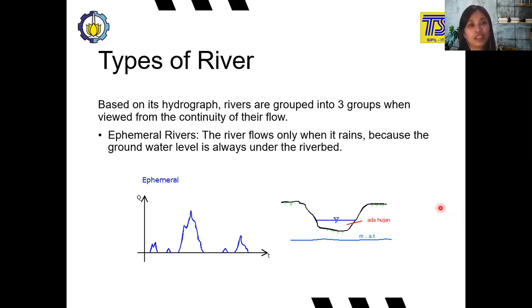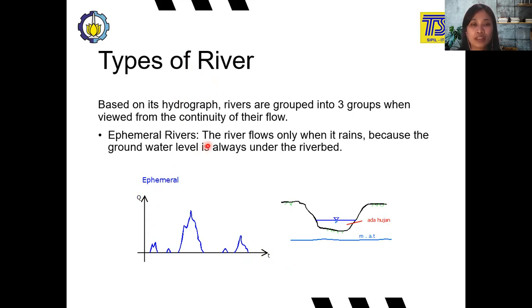So for the ephemeral river, these types of the river will be discussed more deeply in the river engineering class. But here we can see the differences between types of the river and its hydrograph. So for the hydrograph, it is between discharge and time step. But for the rating curve, it is between discharge and the water level. So I hope you are not confused between the hydrograph and rating curve because actually it's two different things. Hydrograph is between Q and T, but the rating curve is between Q and H.